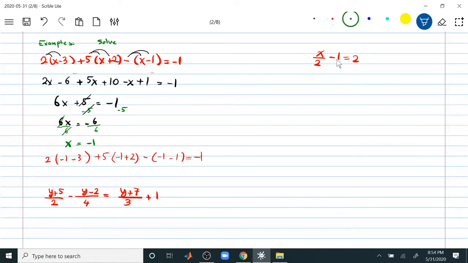If I calculate, -1 minus 3 is -4. -1 plus 2 is 1. -1 minus 1 is -2. 2 times -4 is minus 8, plus 5 times 1, 5. Negative times -2 is plus 2. -8 plus 5 plus 2. This is true. This is equal to -1. So this means that I can accept this as a solution. This is a true solution.